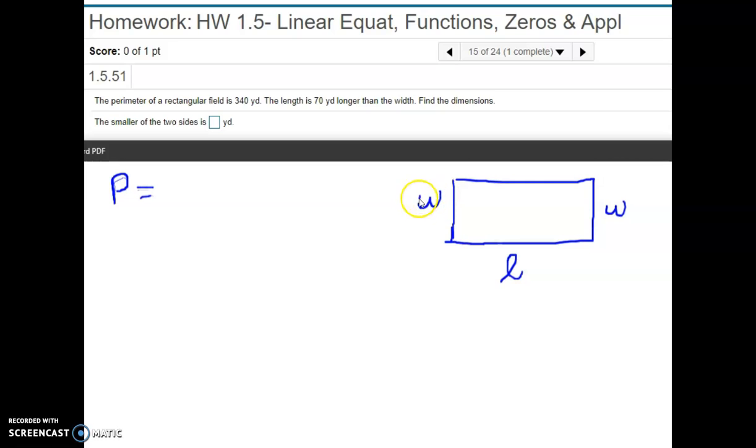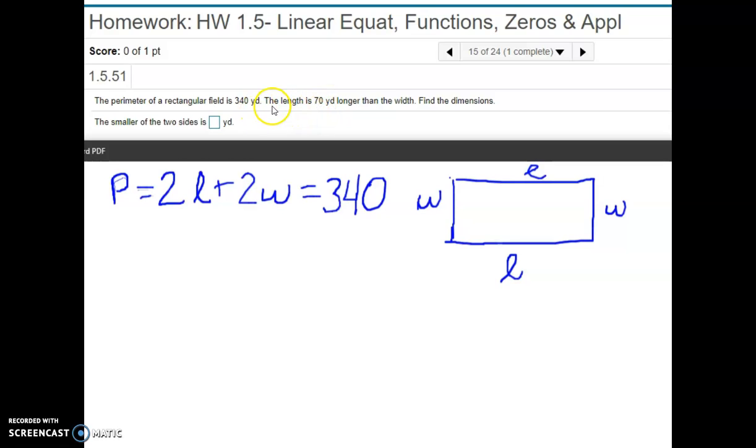So this one across, since it's rectangular, the two sides across from each other are the same length and the two widths are the same. So measuring all the way around, you're going to have length plus width plus length plus width, or we can combine those and say it's 2 times the length plus 2 times the width. So that is the perimeter of a rectangular field. And our problem tells us that the answer to this is 340. So we're given that.